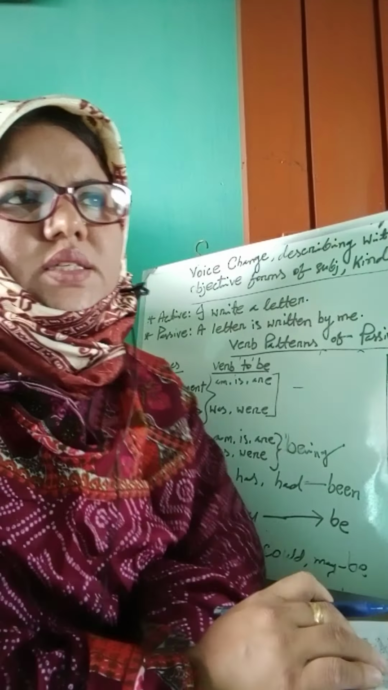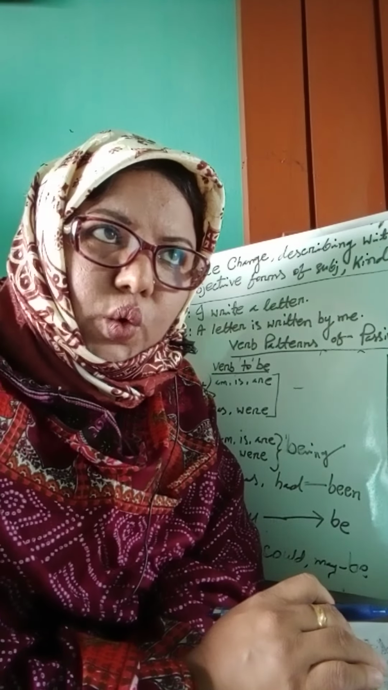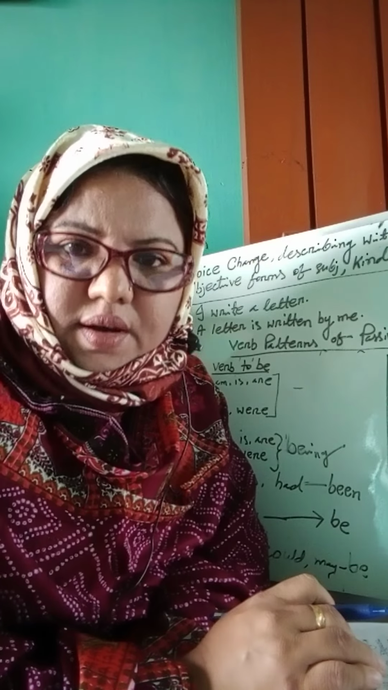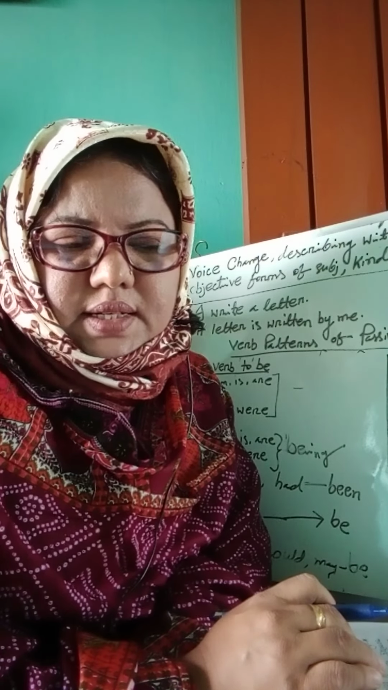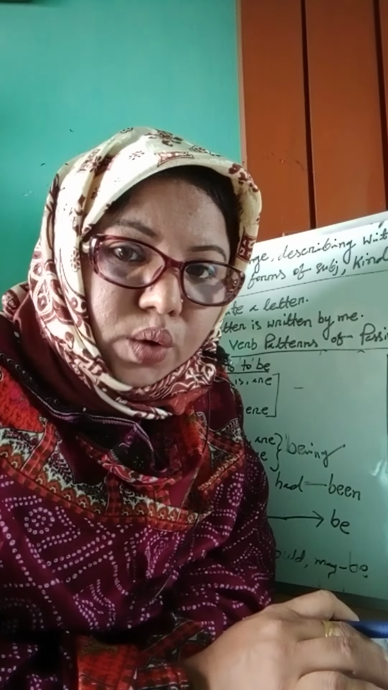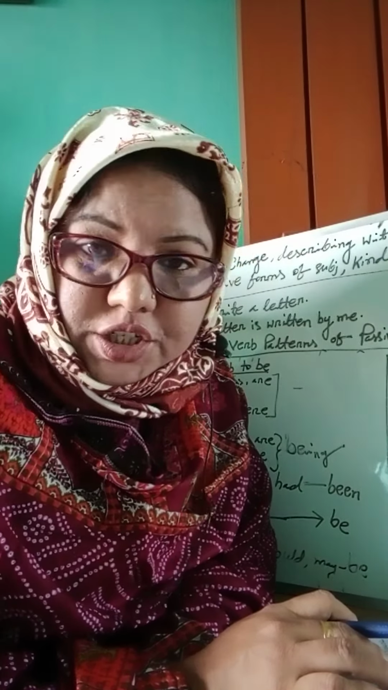Like, His conduct annoys me. Then it will be, I am annoyed with his conduct or with his behavior. Okay, and another sentence, maybe I know the fact. If the sentence is I know the fact, it is of course present indefinite tense and it will be changed into passive like this: The fact is known to me. Here the preposition to is added.